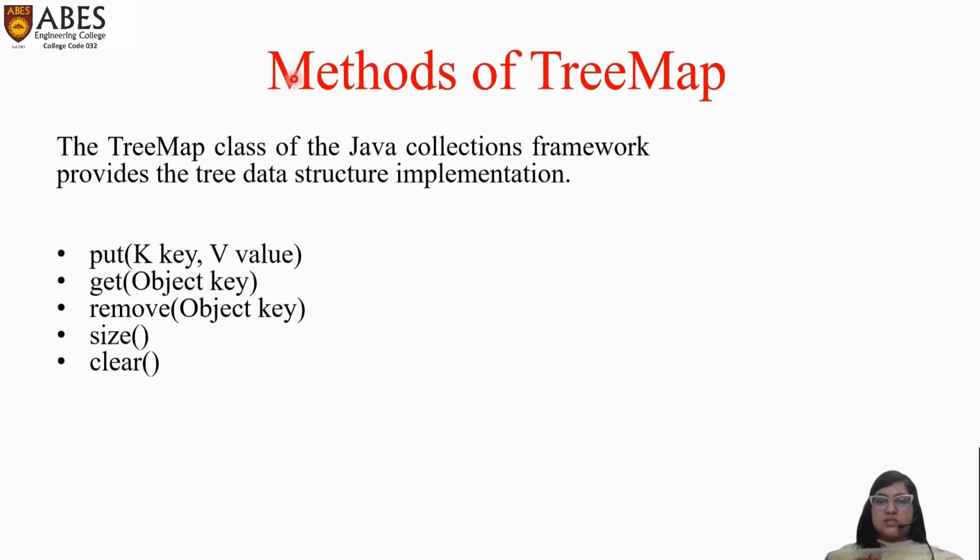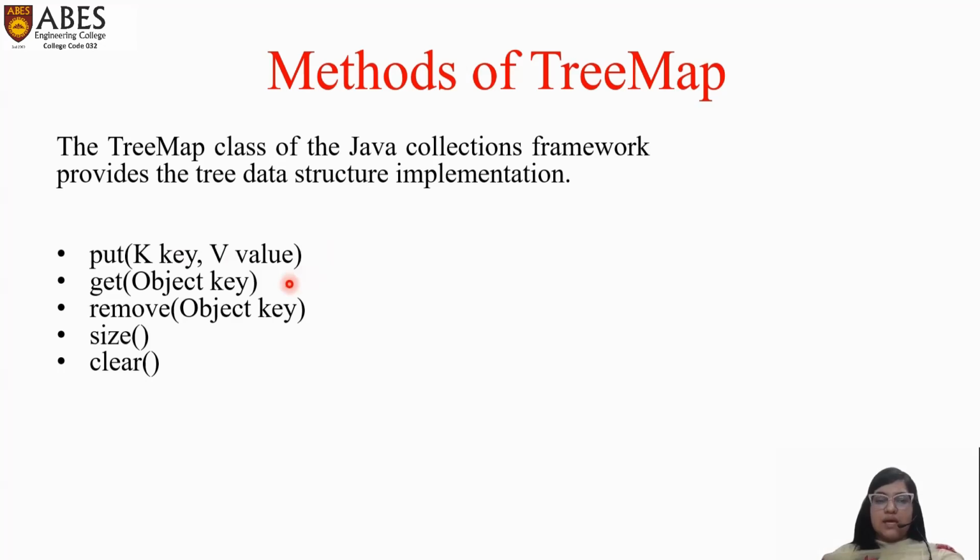Now let's discuss some methods of TreeMap. The TreeMap class of the Java Collection Framework provides the tree data structure implementation, as you know, and that is the red-black tree. So here are the methods of the TreeMap class. In this, first we have the put method, put of key and value. This method associates the specified value with the specified key in the map.